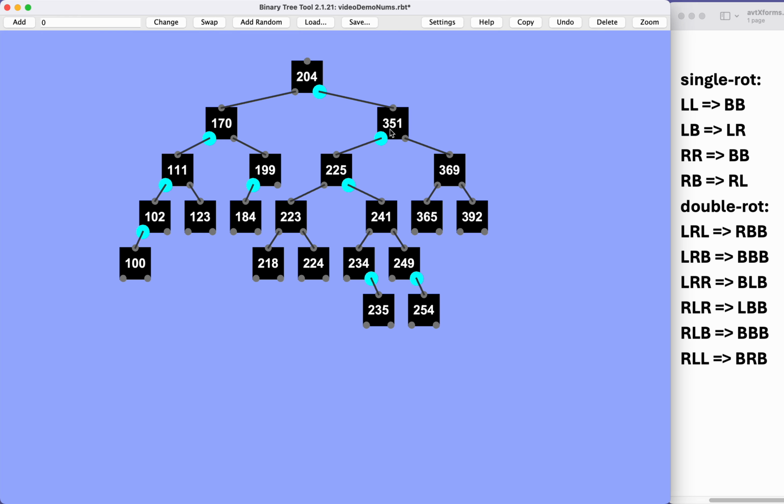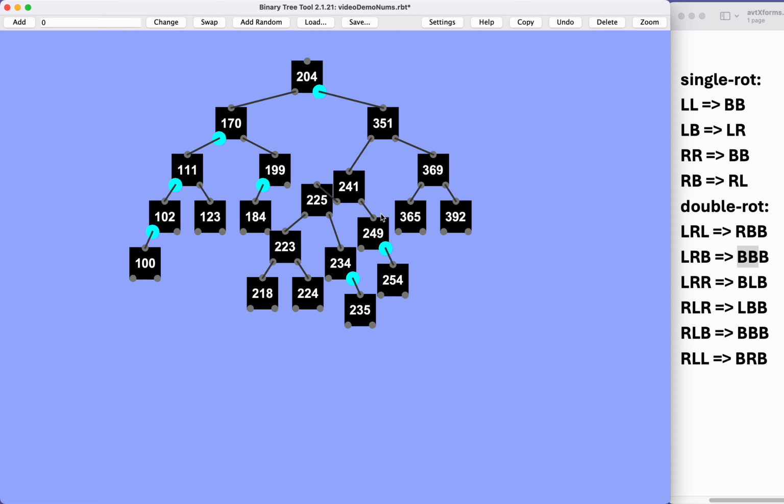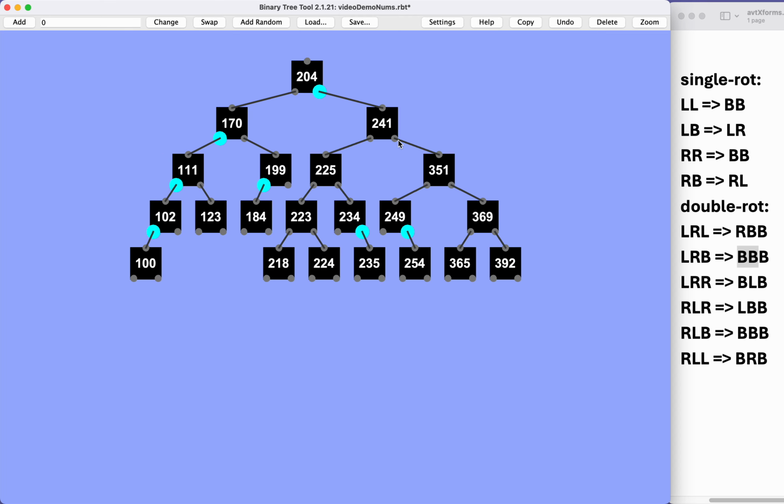Therefore, I need to do a transformation. This is left-right balanced. So left-right balance says change to balanced, balanced, balanced. And so like that. And now this guy ends up being a double rotation like that. But now this guy's right child had been unbalanced. Now it's balanced. Therefore, this guy has shrunk. Therefore, this guy needs to adjust his balance factor one to the left, which is like that.